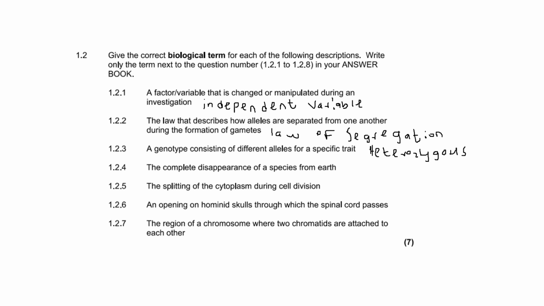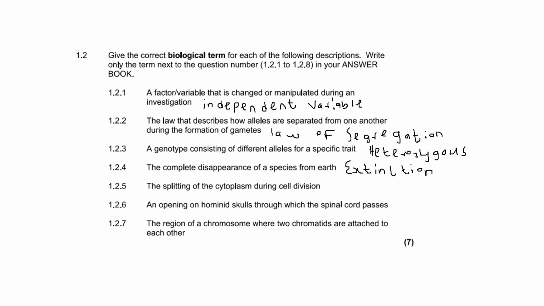The complete disappearance of a species on Earth. That's like dinosaurs, which are no longer available on this Earth, so they are extinct. The complete disappearance, we call it extinction. If an organism is no longer present, we say that it's extinct, but the whole process is called extinction.